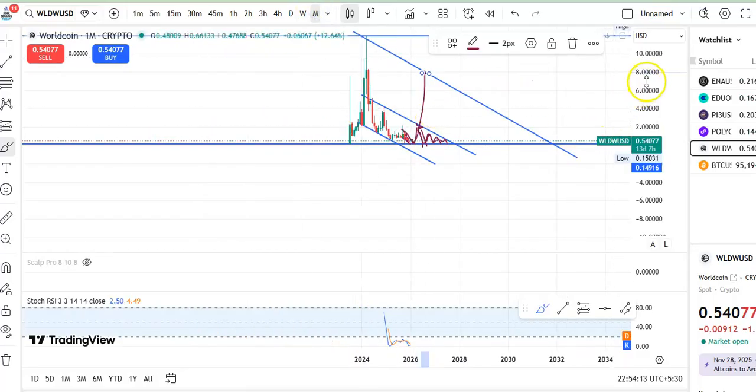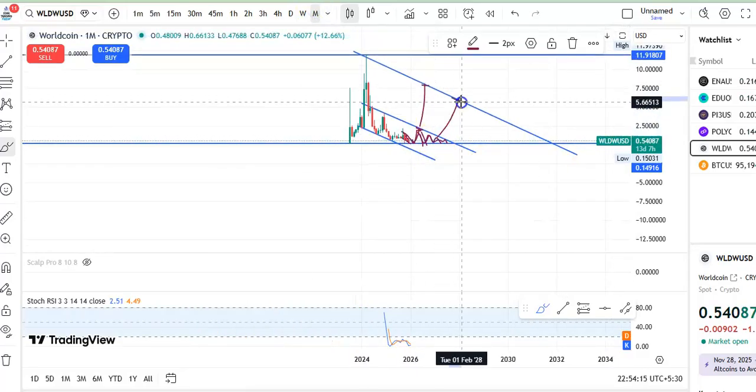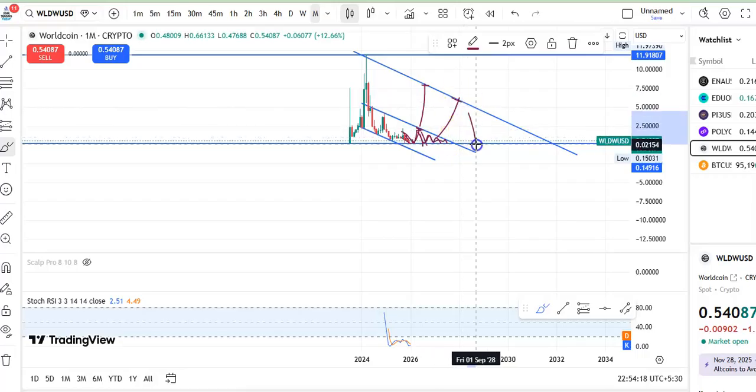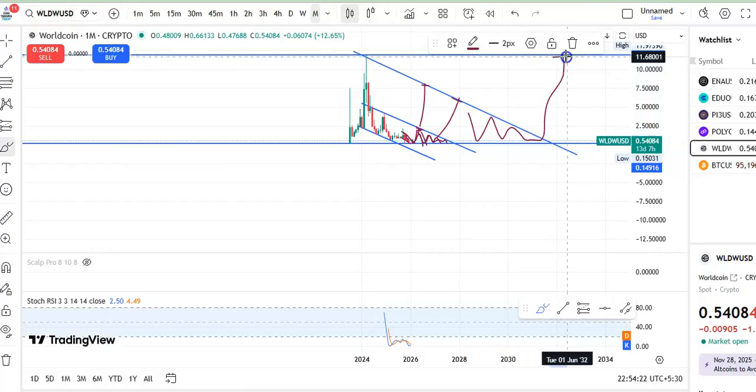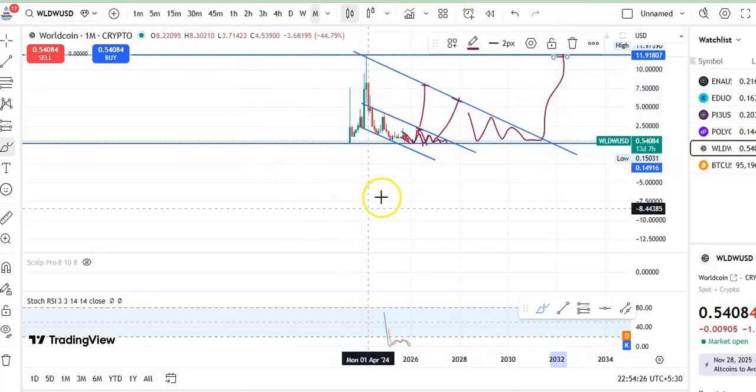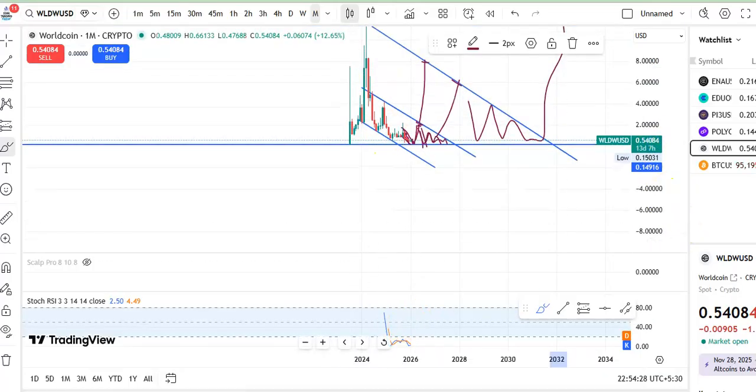Okay, so like this it may move. If there is a breakout, it may go to the resistance level. Okay, then a fall may take place. So like this it may move, and after the breakout it may start moving towards the resistance level. Okay, so you can see that, and since the fall is happening, RSI is also falling.